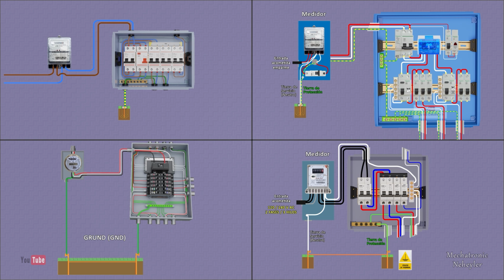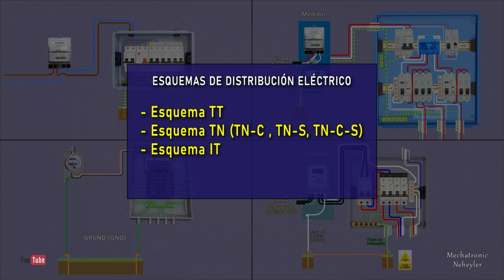Mexico. And this difference is due to the type of connection system for the neutral and the masses in the electrical energy distributions. That is why this video will explain the different electrical distribution schemes that exist, what they are like. TT scheme, TN scheme, TNC, TNS, and IT scheme.